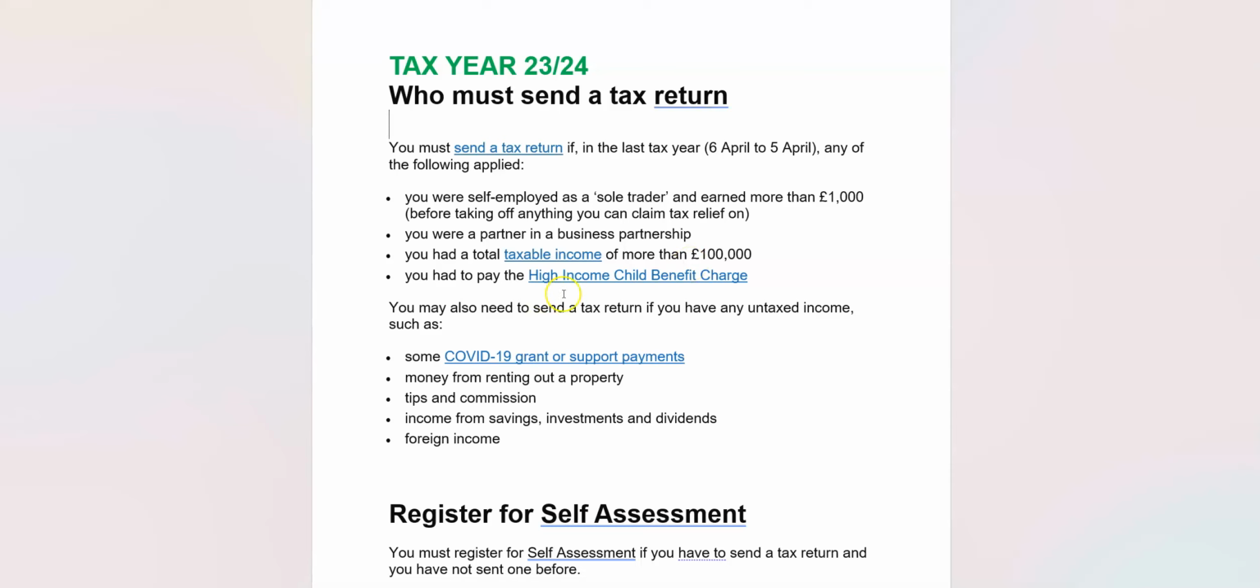You have to pay the high income child benefit charge. So if your income is more than £50,000, you need to pay some child benefit back. You have to do a separate calculation for that, so you need to look at that as well. You may also need to send a tax return if you have any untaxed income such as COVID grant, money from renting out a property, tips and commission, income from savings, investment and dividends, and foreign income. So if you have any of this income, you still need to submit the tax return to HMRC.